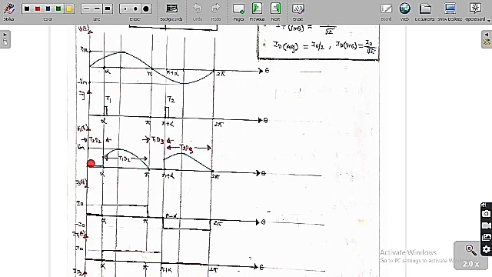So therefore, definitely T2 and D2 are going to conduct even in this interval also. So T2, D2 are going to conduct. Therefore the output voltage is equal to 0 and the source current is also equal to 0. So this is the diagram we are going to get for the output voltage and also the source current.